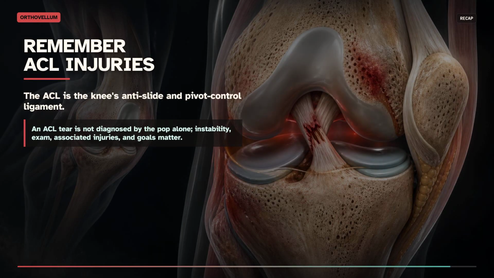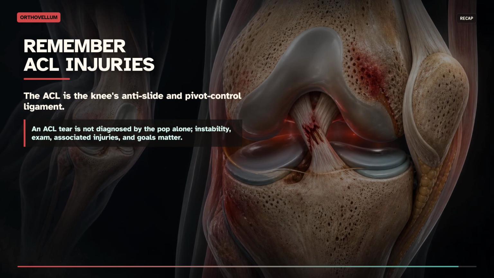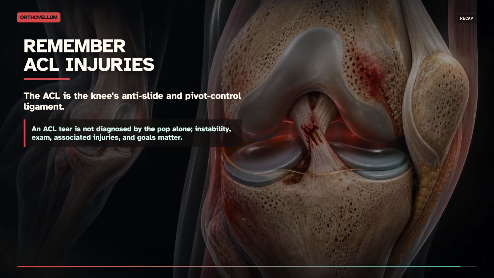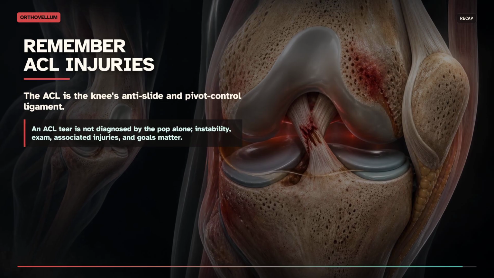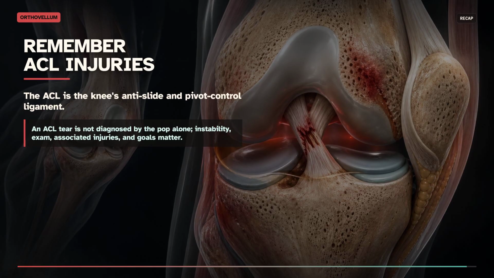The take-home model. The ACL is the knee's anti-slide and pivot control ligament. If you remember only one thing, remember this. An ACL tear is not diagnosed by the pop alone. Instability, exam, associated injuries, and goals matter.